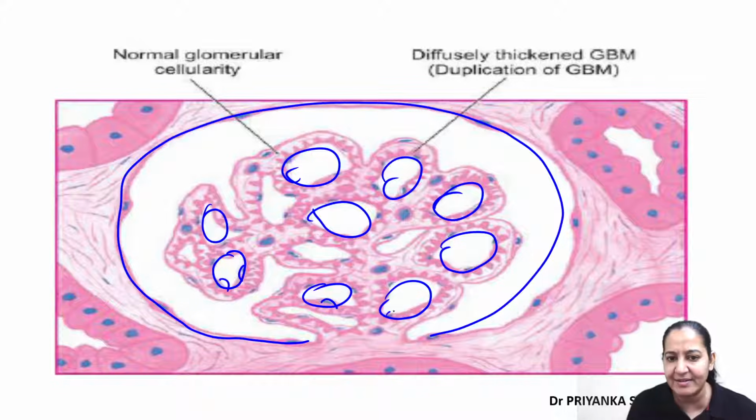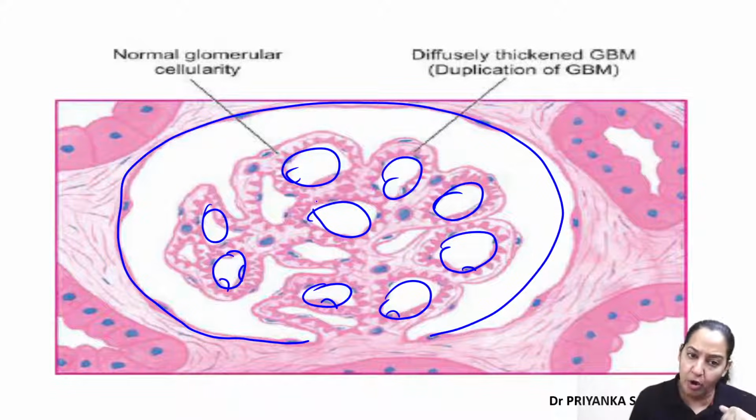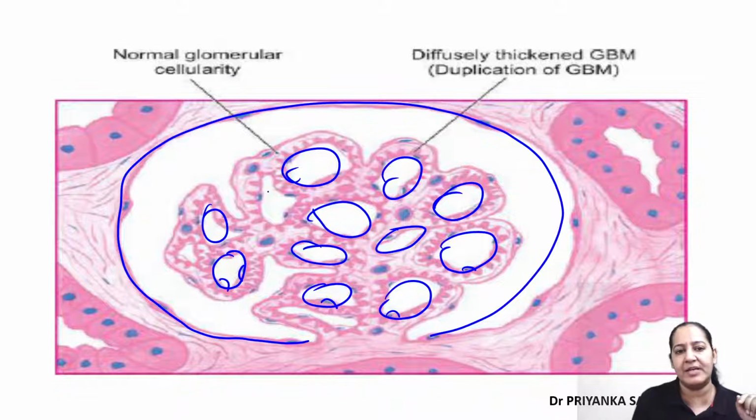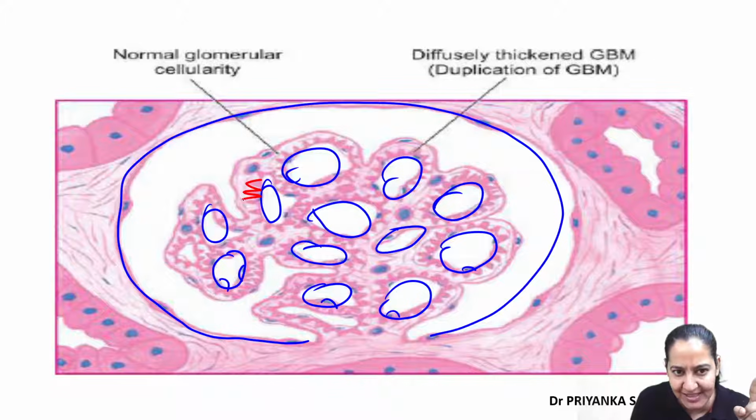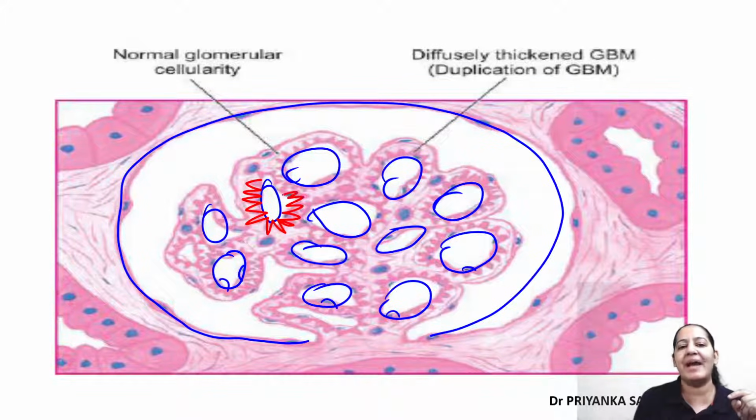The flattened cells are the endothelium. Very flattened cells are there. And on the outer side, the visceral epithelial podocytes are there. If you zoom the image, can you appreciate the spikes here? I have drawn the spikes here. The spikes are the deposit.